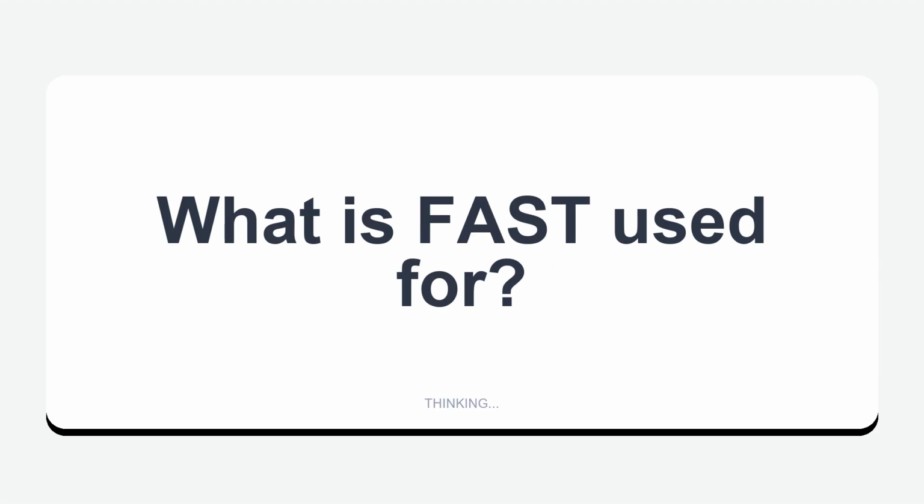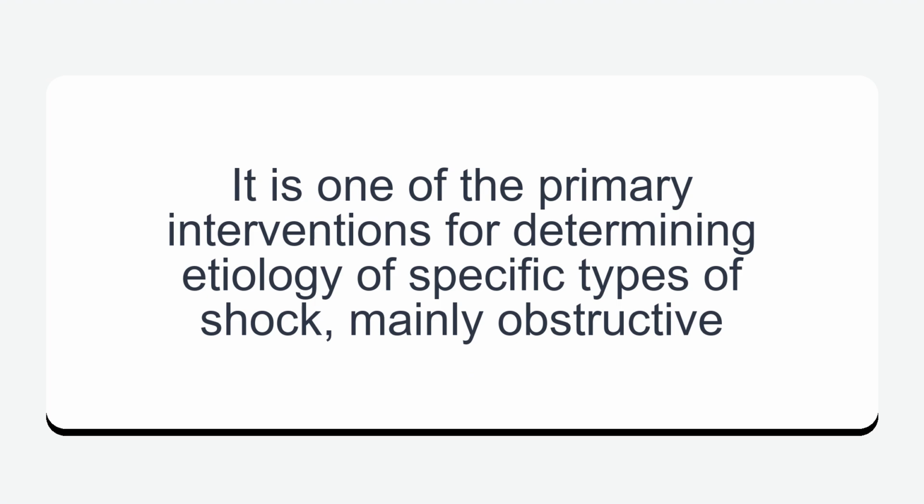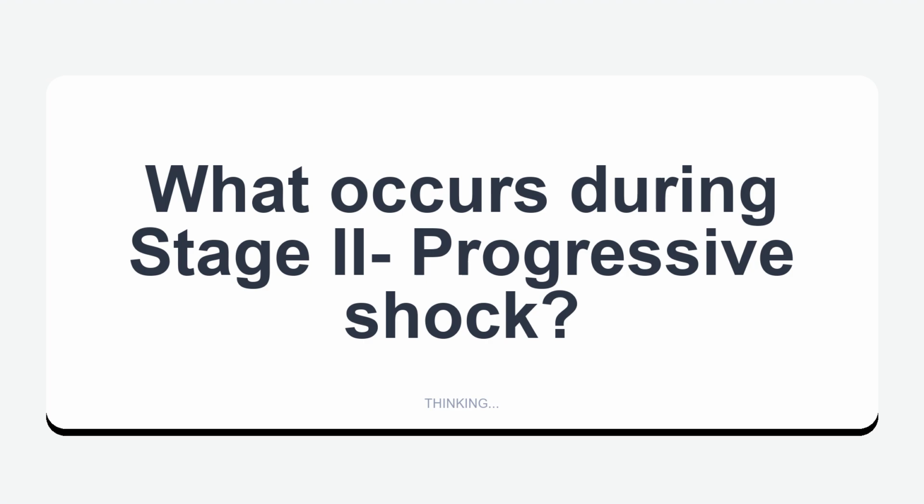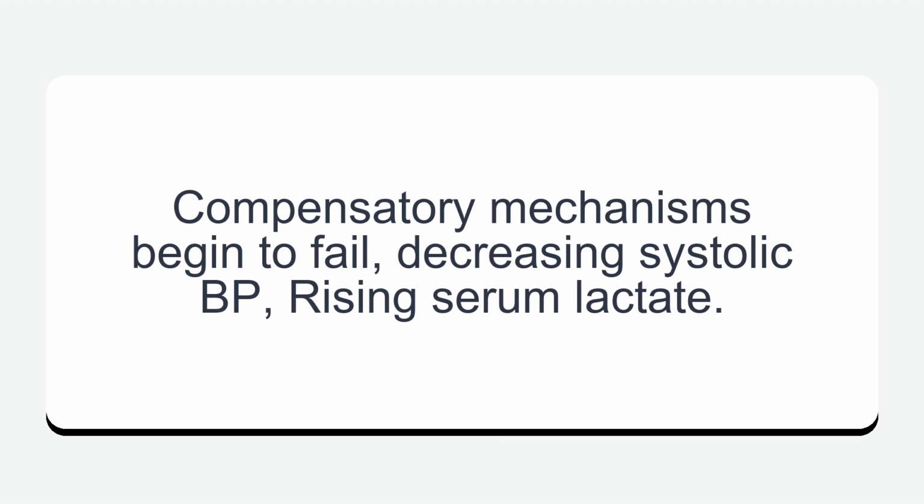What is FAST used for? It is one of the primary interventions for determining etiology of specific types of shock, mainly obstructive. What occurs during stage 2 progressive shock? Compensatory mechanisms begin to fail, decreasing systolic BP, rising serum lactate.